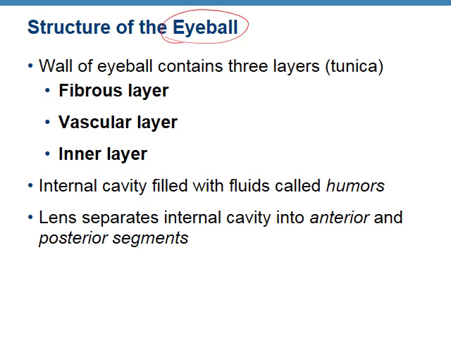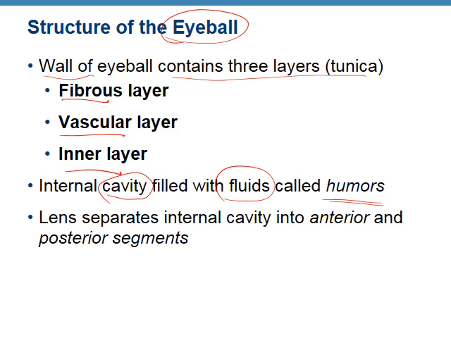We're going to move on to the structure of the eyeball. So the wall of the eye contains 3 layers or tunicas. We have a fibrous layer, a vascular layer, and an inner layer. And we also have some cavities that are filled with fluid, and we call them humors. And we'll talk about the vitreous and aqueous humor in a moment. So the lens separates the internal cavity into anterior and posterior segments.